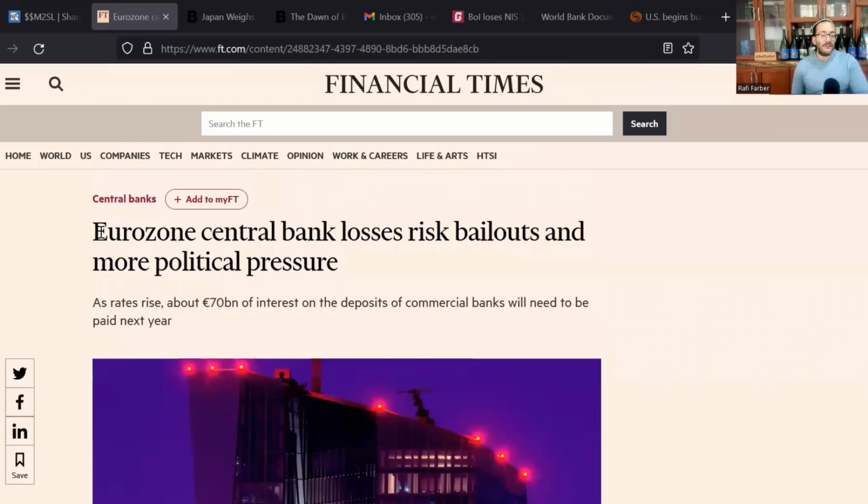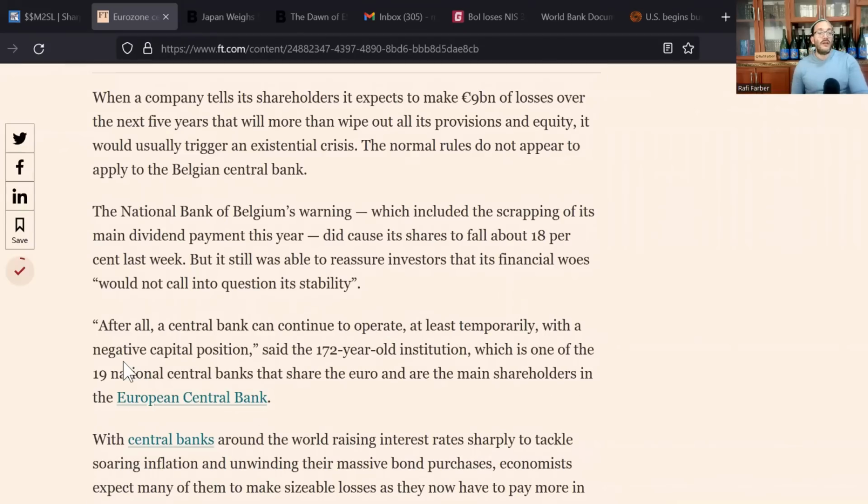The first central banks that we're going to look at are the central banks of Europe. This is from the FT. Eurozone central bank losses risk bailouts and more political pressure. As rates rise, about 70 billion euros of interest on the deposits of commercial banks will need to be paid next year. When a company tells its shareholders it expects to make 9 billion euros of losses over the next 5 years that will more than wipe out all its provisions in equity, it would usually trigger an existential crisis. The normal rules do not appear to apply to the Belgian central bank.